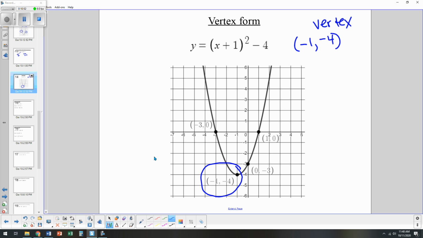So you notice all three of those graphs were all the exact same graph, but they were each written in a different form, each highlighting a different key feature.